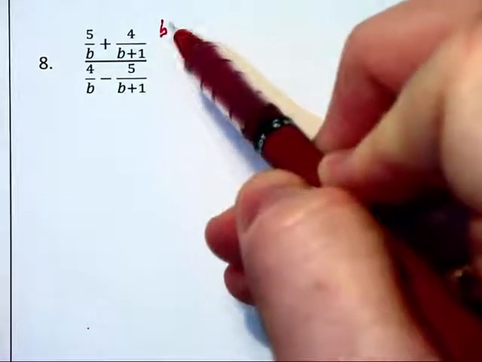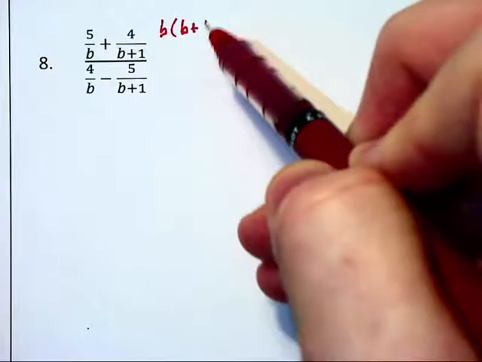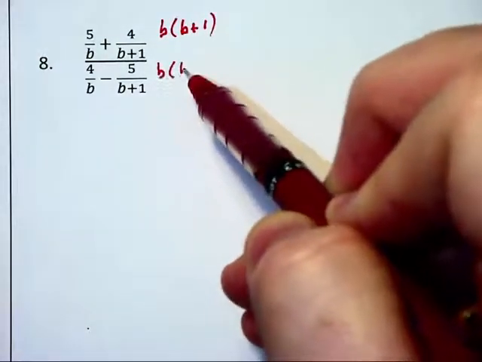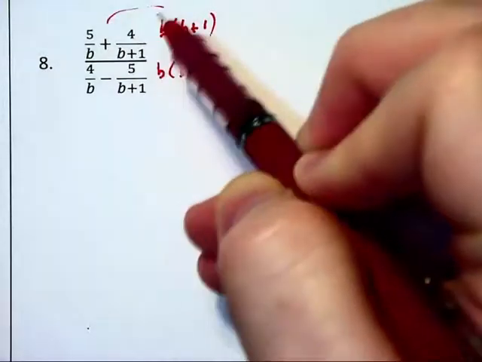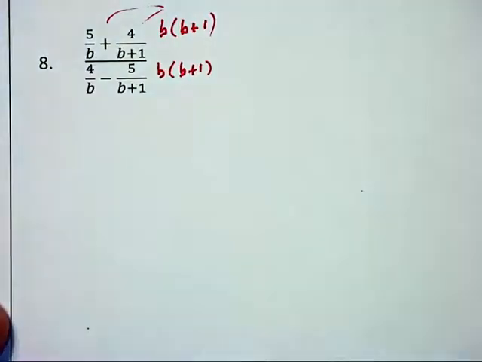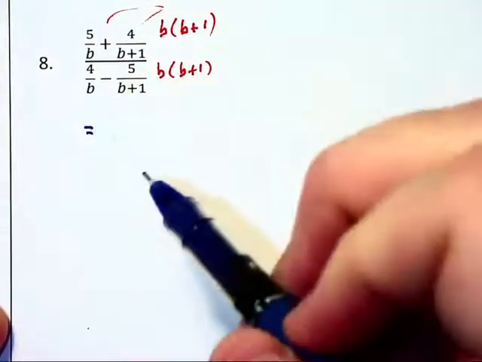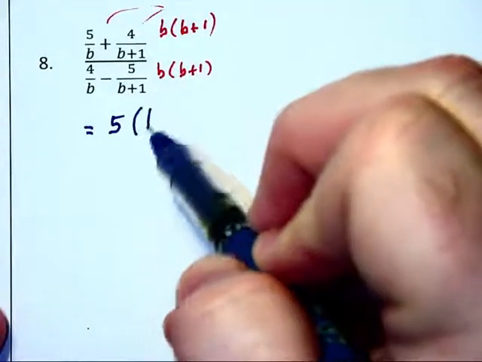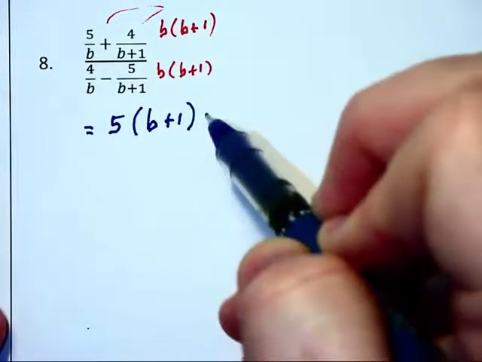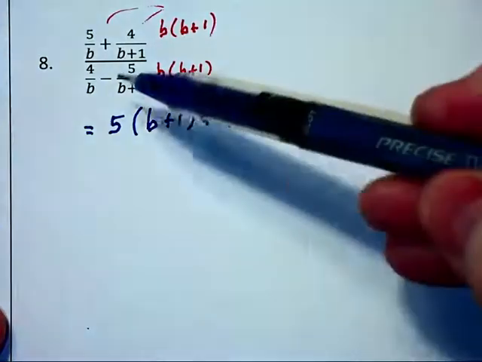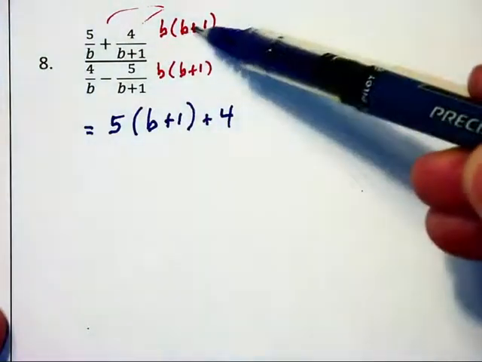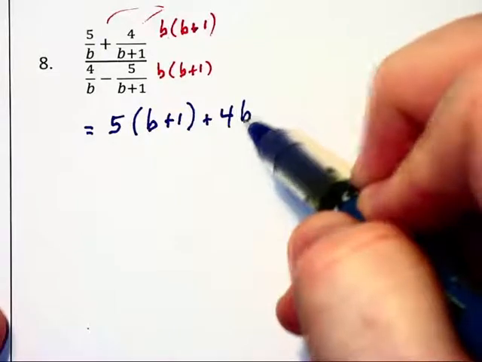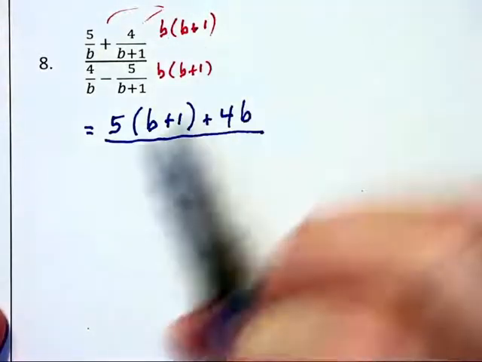On number 8, I look at the many denominators. I notice that their least common multiple is b times b plus 1. So that is what I'm going to multiply both the numerator and the denominator by. In the top left corner, I have a 5. After the b's cancel, it will be 5 times b plus 1. I then have a plus 4 in the top right, and after the b plus 1's cancel, it will be multiplied by b. Then in the denominator, same thing.